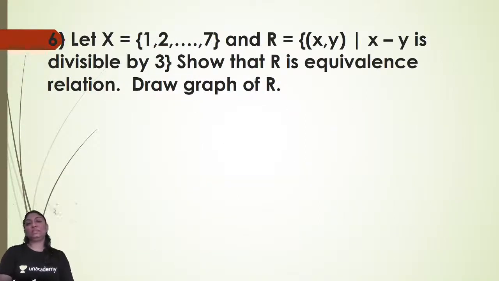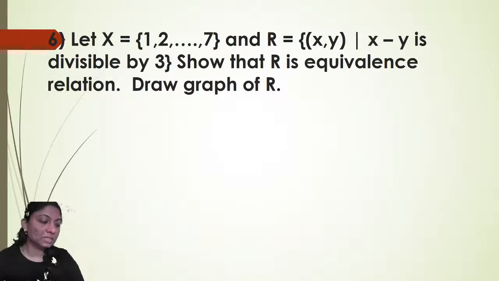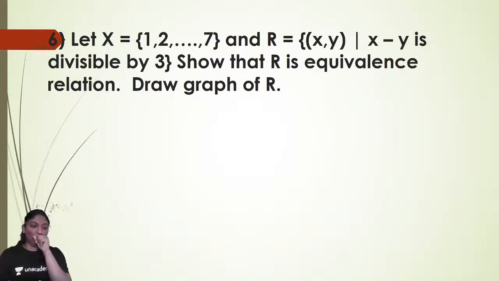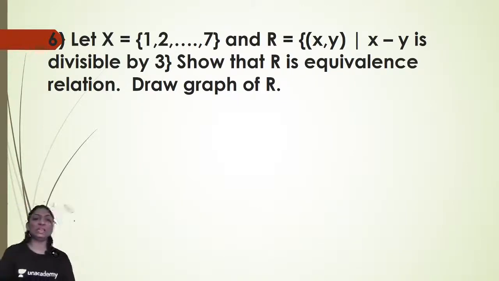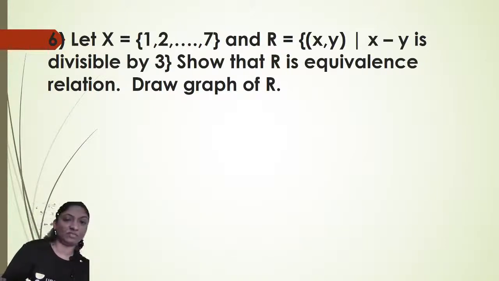Now let's see this example. Let X is equal to {1 to 7} and R is equal to {(x,y)} such that x minus y is divisible by 3. Then show that R is an equivalence relation and draw a graph of R. It means the digraph of R.